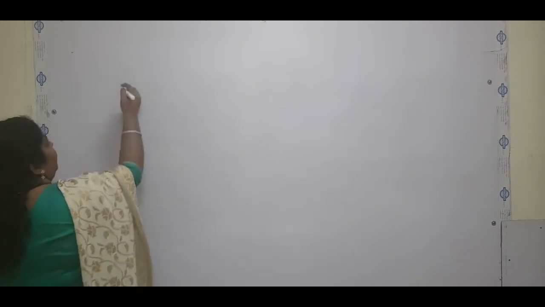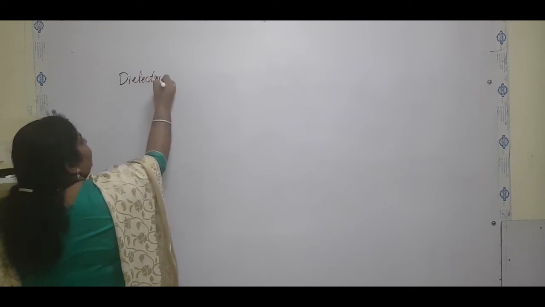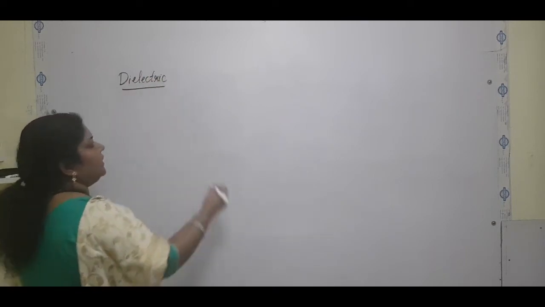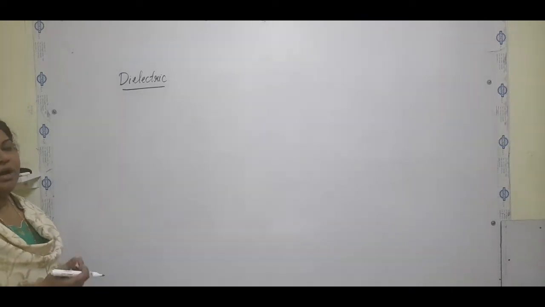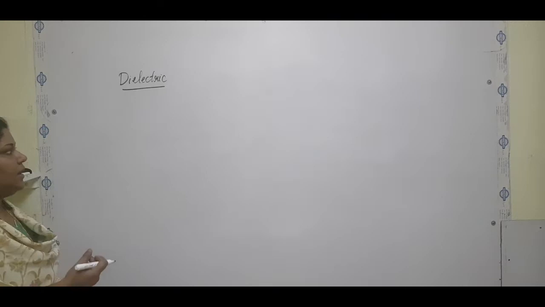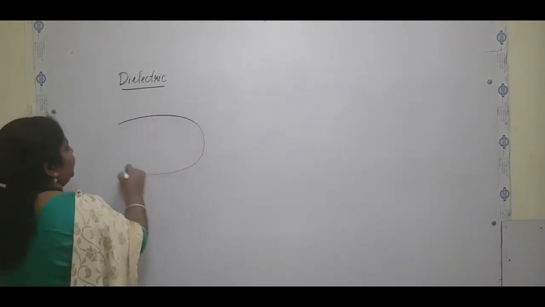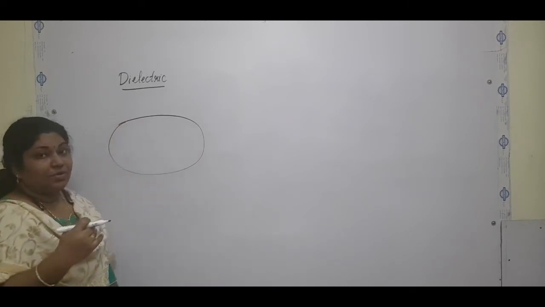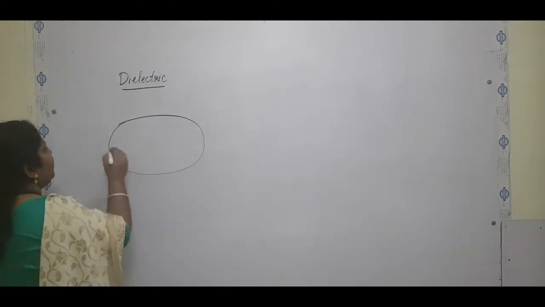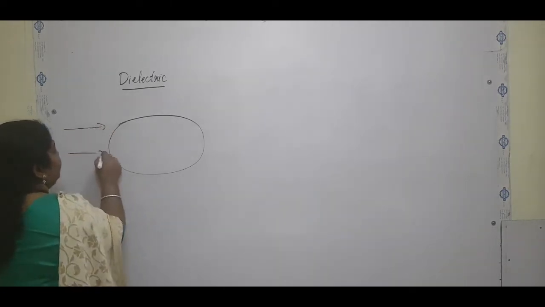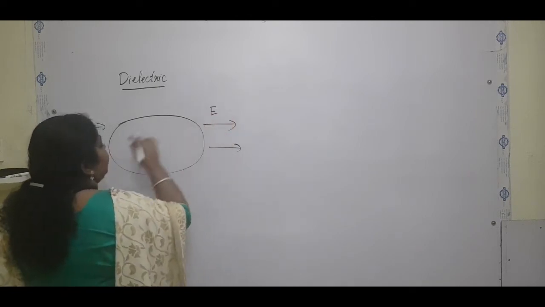So dielectric. Normally it is a non-conducting material, or we will say that the number of charge carriers is less compared to a conductor. In a conductor, just think that this is a conductor. In a conductor there will be so many free charge carriers. So here I am going to apply some electric field. This is the electric field which I have applied.